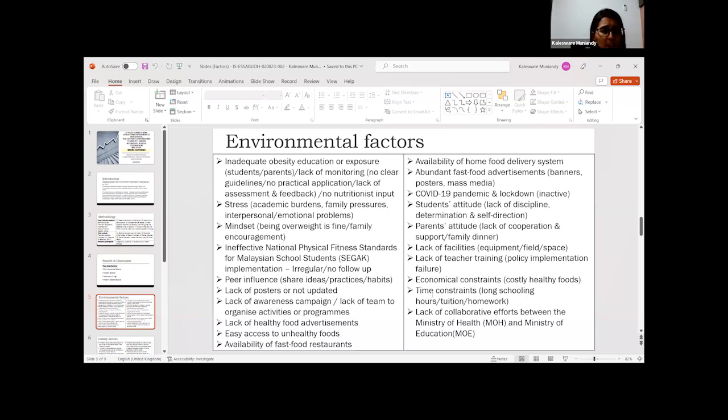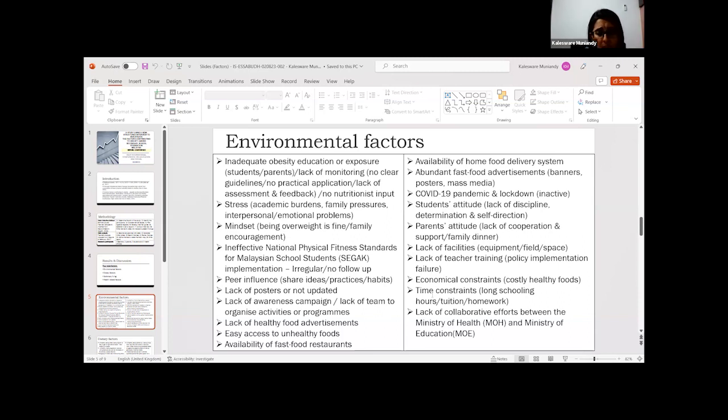Lack of posters, or posters not updated. Some schools have posters, some do not, and some have posters that are not updated. Lack of awareness campaigns: there is no specific team in school to carry out awareness campaigns and organize activities and programs. Lack of healthy food advertisements: most of the advertisements are about fast food. And easy access to unhealthy foods.